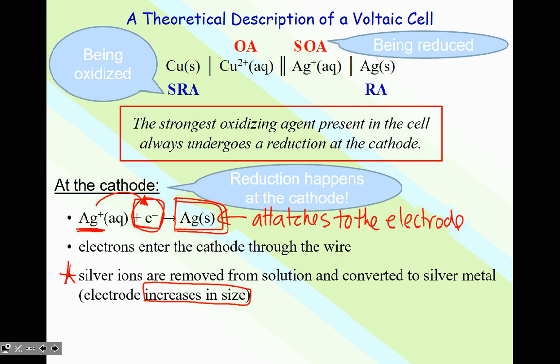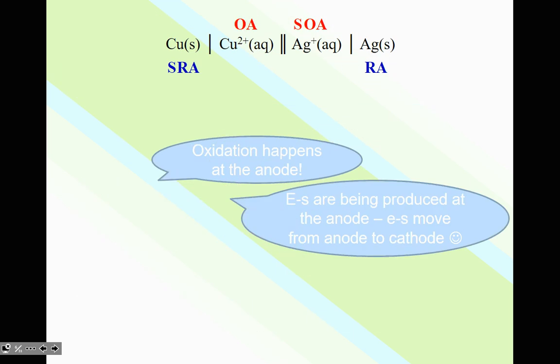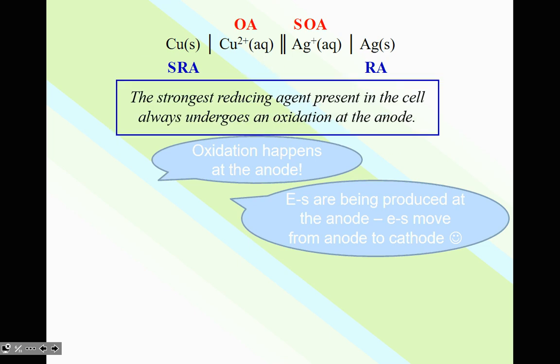And you actually get an increase in the size of your electrode. To maintain electrical neutrality, cations move through the salt bridge to the cathode. Cations are moving via the salt bridge to the cathode, and I'll explain why that is in just a little bit. So the strongest reducing agent present in the cell always undergoes an oxidation at the anode.